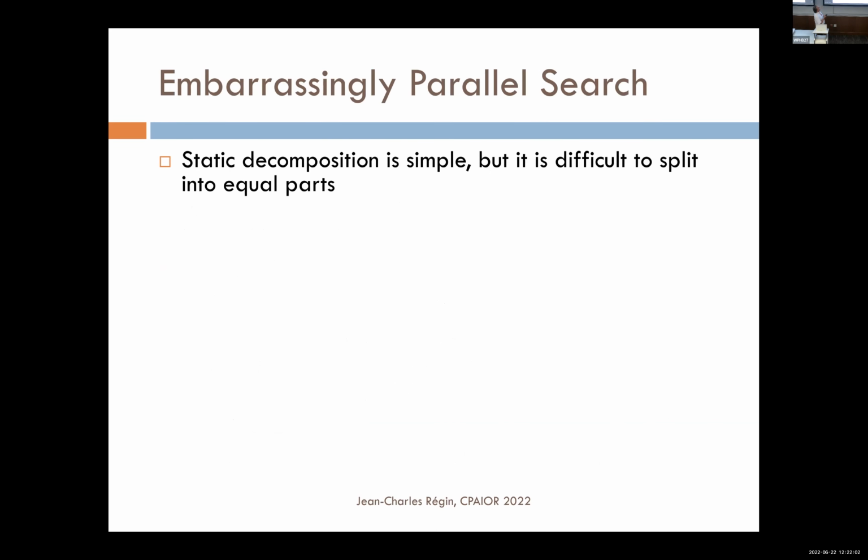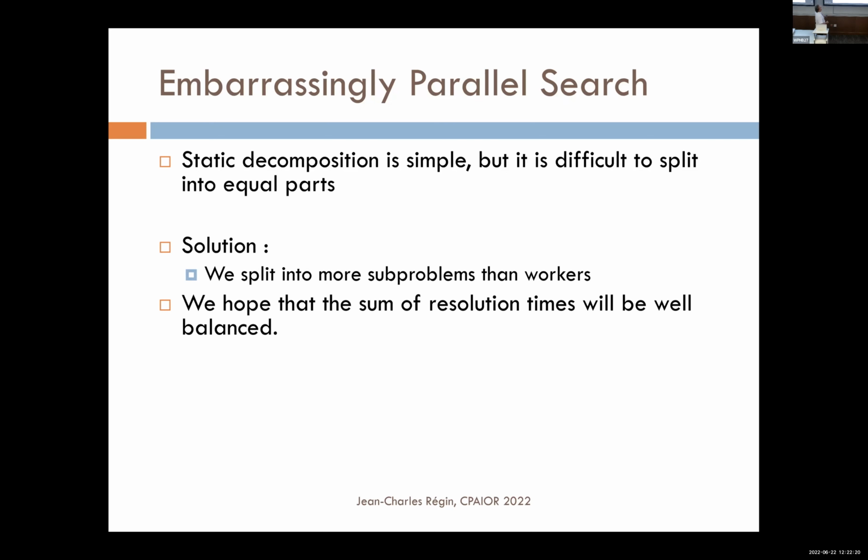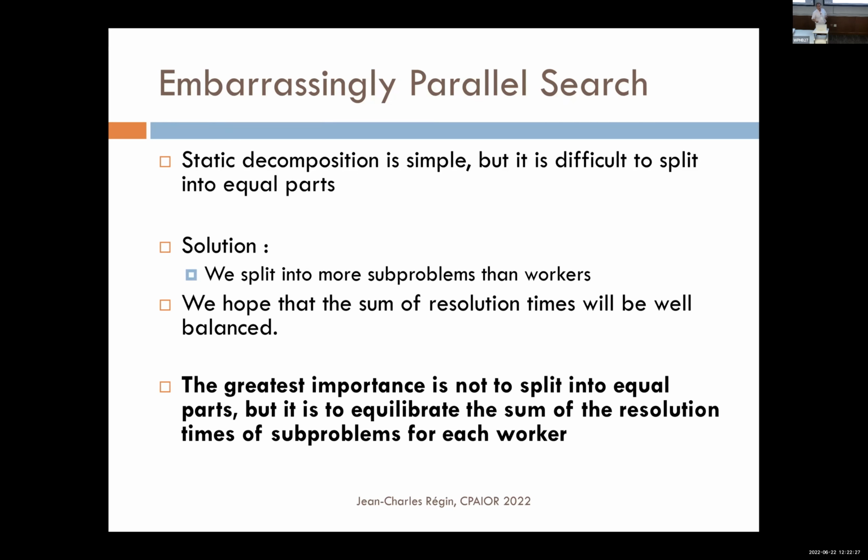And so the idea of embarrassingly parallel search is to start from the fact that the static decomposition is simple, but it's very difficult to split into equal parts. So the idea is to split into a huge number of parts and then to give those parts to workers, in order to hope that the sum of the resolution times will be well balanced. Okay, what is important is not to have equivalent problems, but that the workers spend equivalent time in solving the problem. This is something that is very, very important in parallelism.